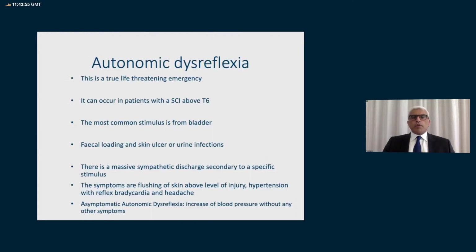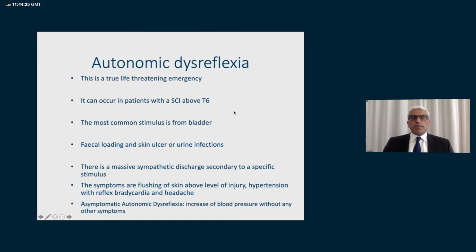Last few words about autonomic dysreflexia. This is an extremely important condition to know. And I always tell my colleagues that if you've got a patient who has got an injury level above T6 and comes to you for urodynamic studies and you have not prepared, i.e. you have not got help and the patient hasn't got nifedipine, then that patient must be cancelled or postponed for a later date, because this is a true life-threatening emergency.